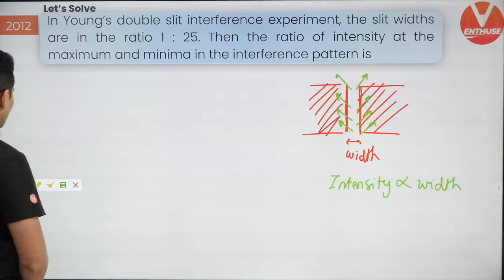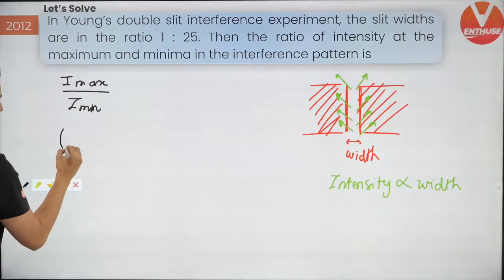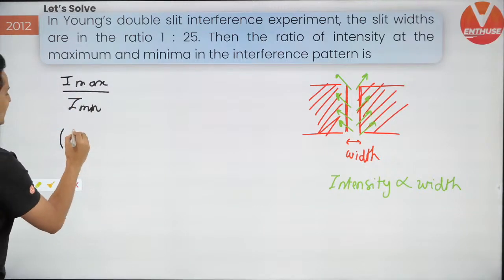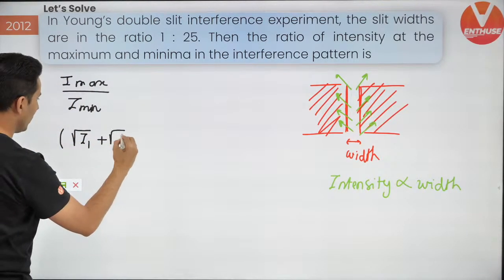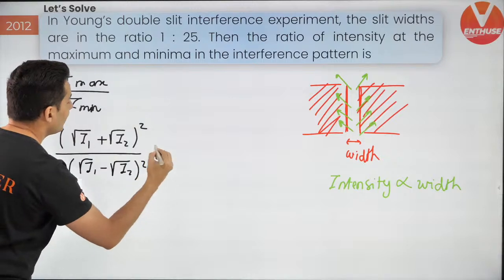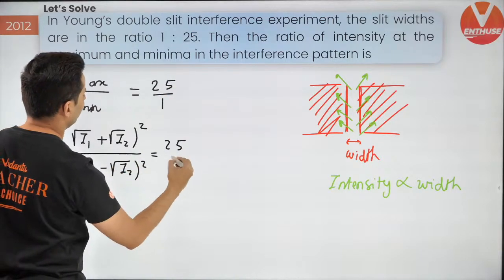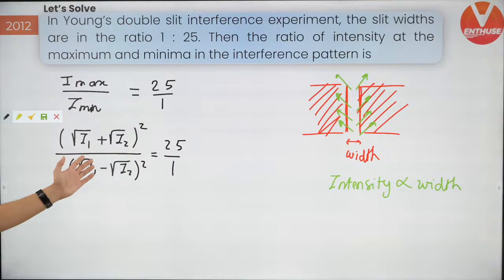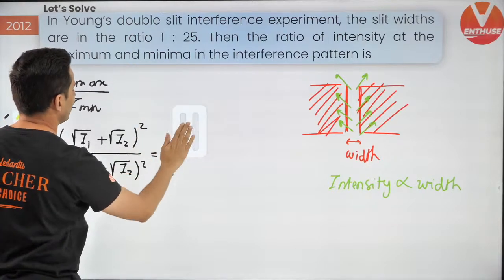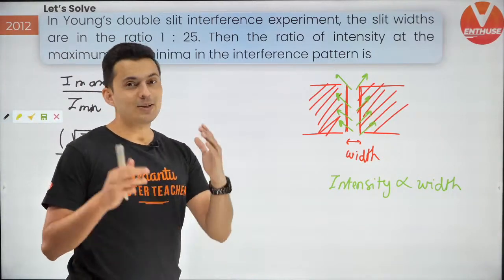Now recollect what I just gave you, I max by I minimum. I did this in one of the previous questions, in case you have arrived late, just rewind the lecture a little bit. I max is root of I1 plus root of I2 whole square, and I minimum is root of I1 minus root of I2 whole square. Oh, one second, I made a mistake, guys. Sorry. This ratio is not 25:1, in fact, that is what we have to find. I1 and I2 are the intensities of the individual slits. So sorry.